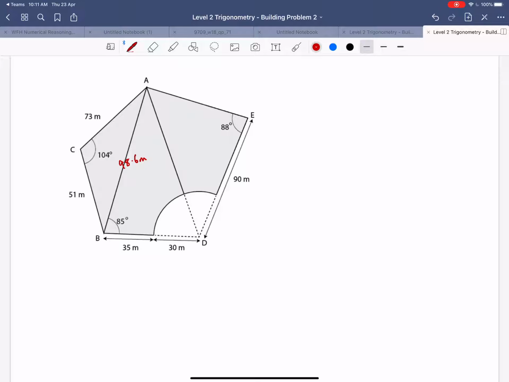So ABD, I'm just going to draw a little quick side sketch of ABD because it's got the sector removed from it, and when I'm talking about ABD, I'm talking about the full triangle ABD without the sector removed. So the side length here is 98.6. The side length at BD will be the two lengths added together, so that's 65 meters. And the angle ABD is 85 degrees. Okay, so I want to find the area of this triangle here.